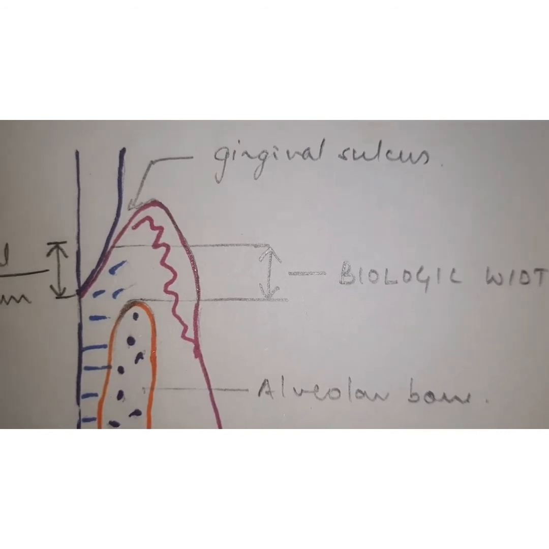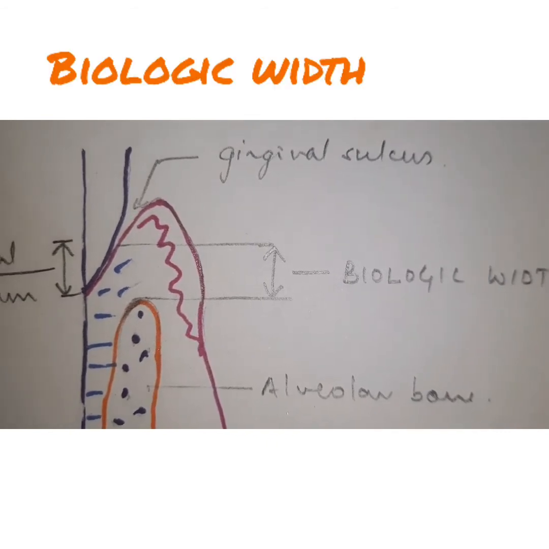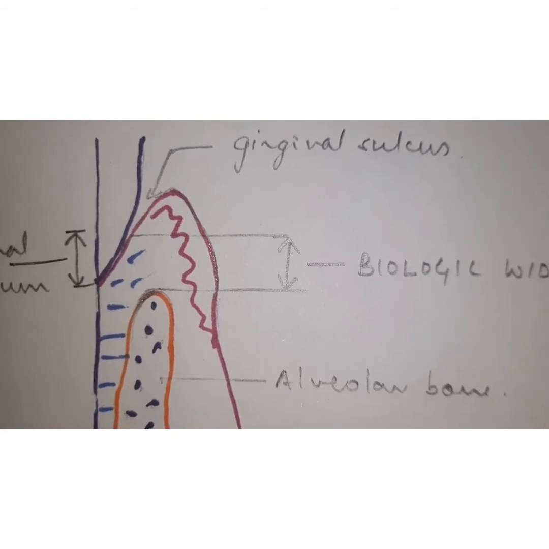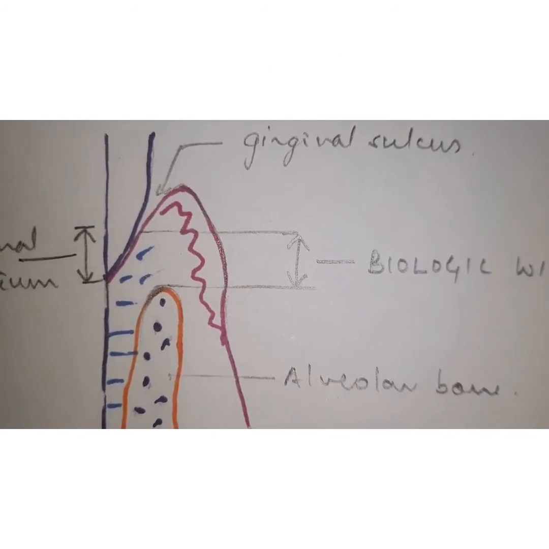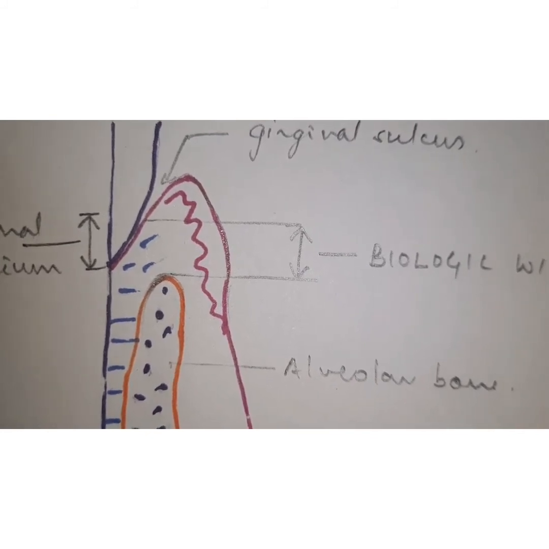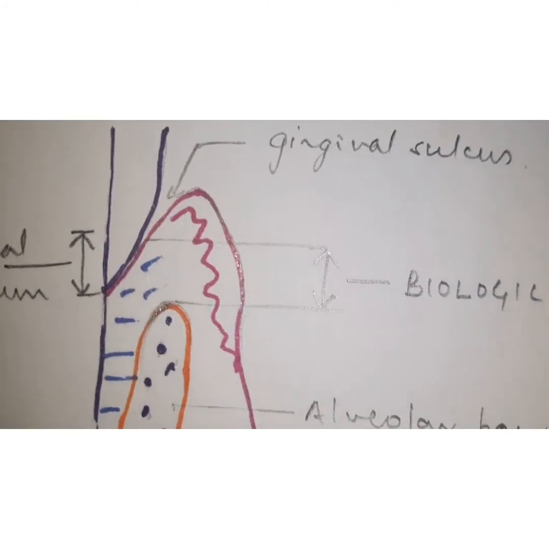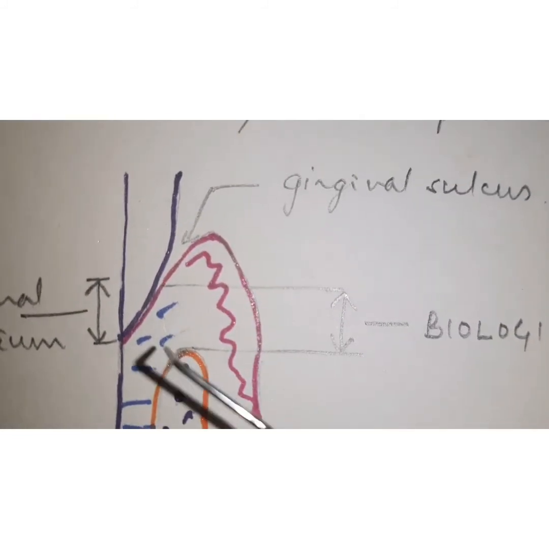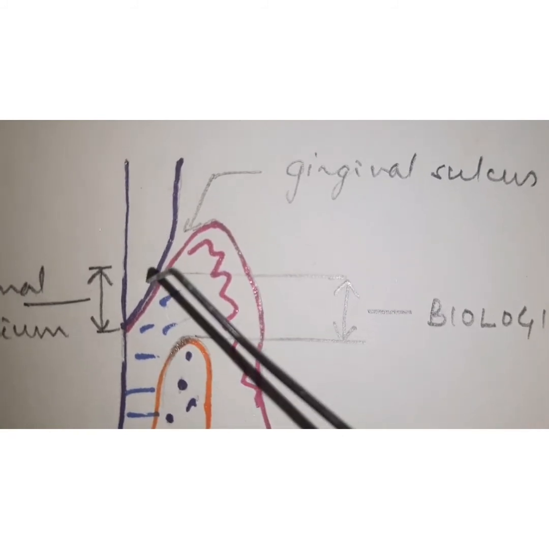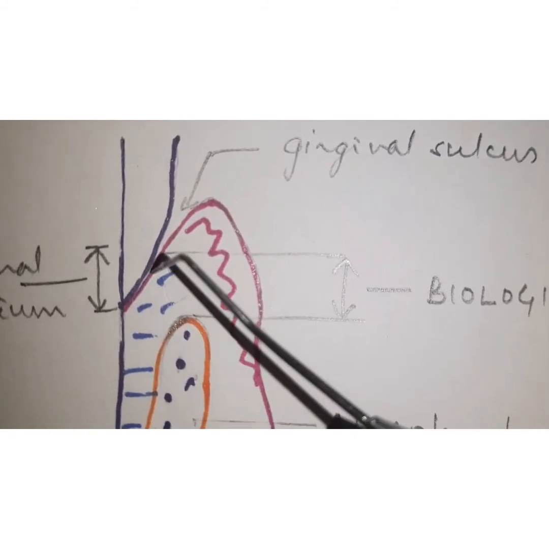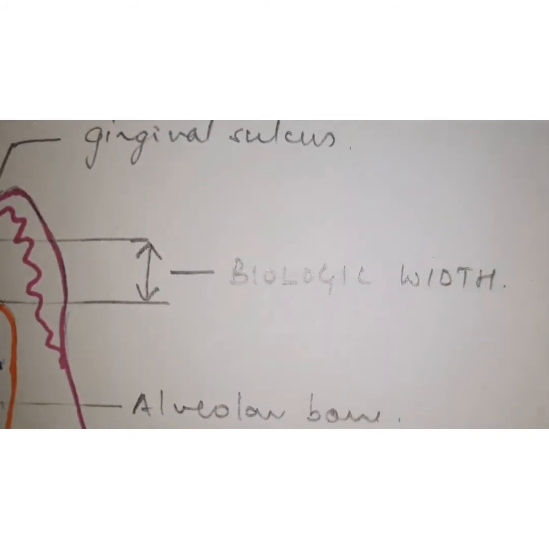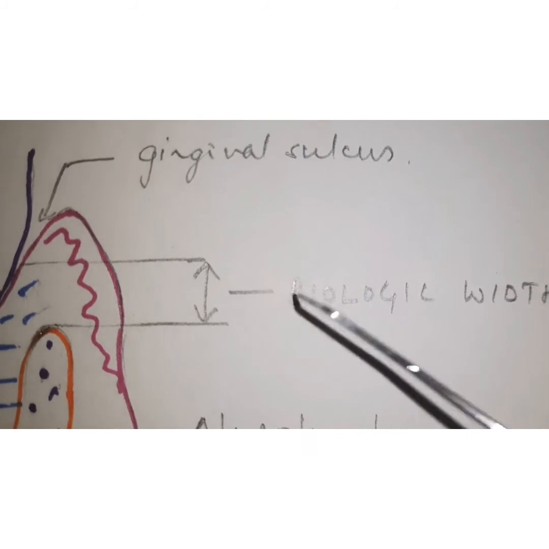Another periodontal factor is the biological width. Now, what is the biological width? Biological width is the combined width of the connective tissue and the epithelial attachment, which is around 2.04 millimeters. Now, if we see here, the connective tissue thickness and the epithelial thickness, this combined width is called the biological width, which we see.